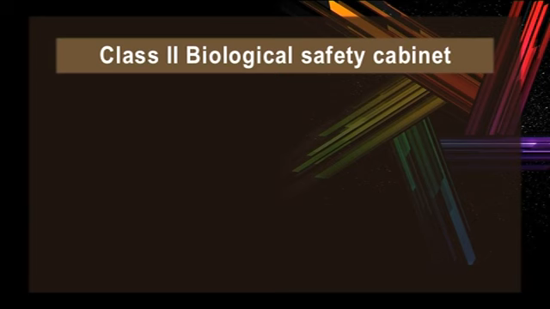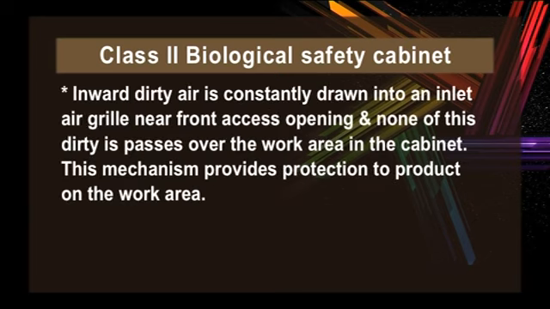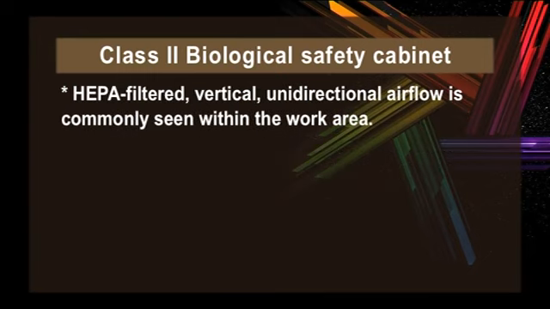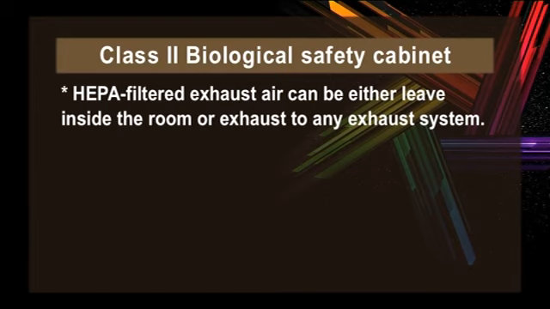Class 2 biological safety cabinet. Inward dirty air is constantly drawn into an inlet air grill near the front access opening, and none of this dirty air passes over the work area in the cabinet. This mechanism provides protection to the product on the work area. HEPA filtered vertical unidirectional airflow is commonly seen within the work area. HEPA filtered exhaust air can either be left inside the room or exhausted to any exhaust system.